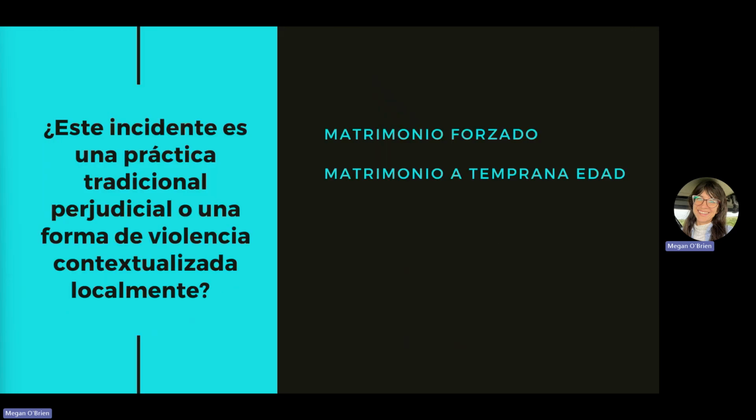On the intake form, there's a question asking if this was a harmful traditional practice or a locally contextualized form of violence. Examples of this could include early marriage, it could include forced pregnancy or forced abortion, it includes breast ironing. This again will be contextualized for your specific context and where you would mark that here.